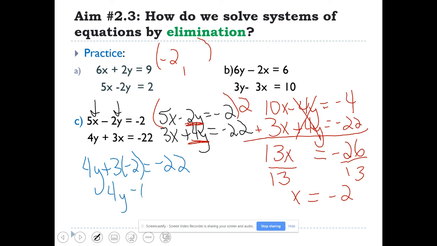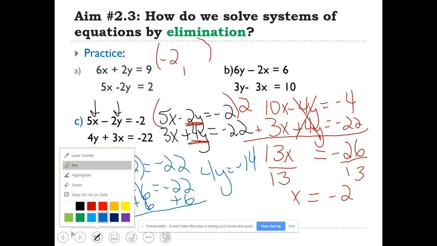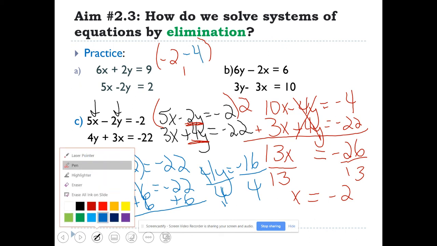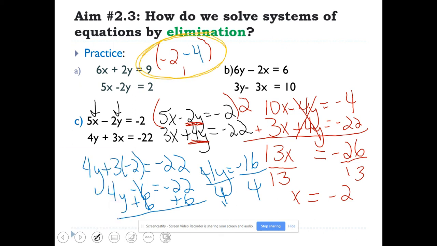3 times negative 2 is negative 6. So I'm going to add 6 and get 4y is negative 16. Divide by 4, and y is negative 4. And that's the solution.